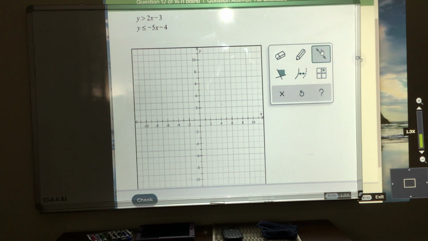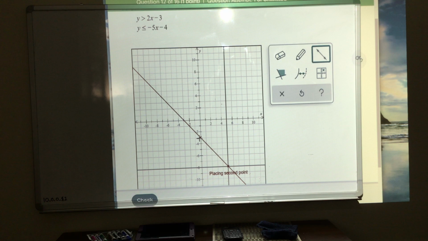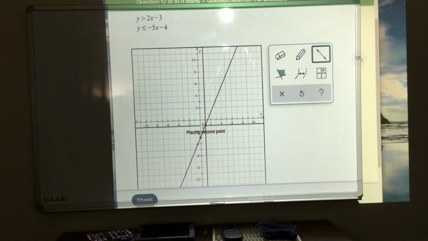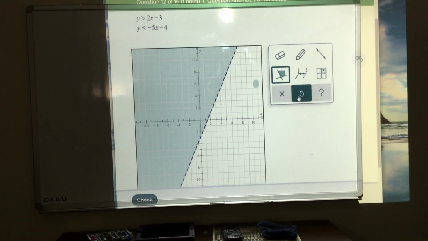So I'm going to go ahead and start at the y-intercept at negative 3. And I'm going to count the slope up 2 over 1. And I'm going to put my point there. There's that line. Now I'm going to dash it. Okay, and I'm going to shade the above side. See how this side is the above side? Okay, so I'm going to hit the shade button. I'm going to shade that side.